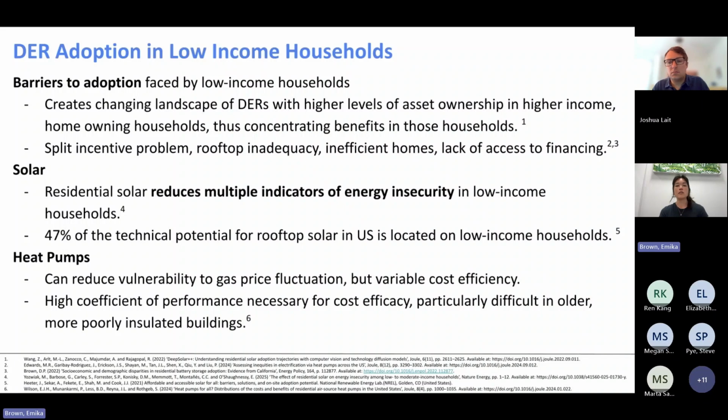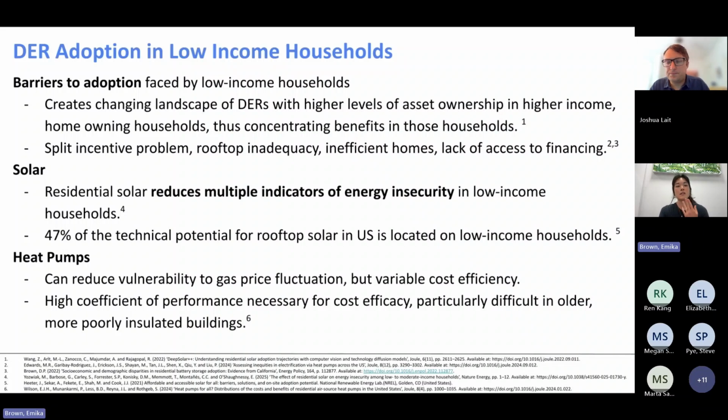That's where landlords aren't incentivized to install solar, storage or heat pumps, even if cost effective, because they're not going to benefit from the financial gains from those assets. There are also challenges like rooftop inadequacy and inefficiency in low-income households, as well as challenges in access to financing. And because so many of our incentives are tax credit based, if there isn't sufficient tax burden, as there isn't in many low-income households, that creates another barrier to adoption. But these technologies can provide a lot of benefits, even in less efficient homes, particularly rooftop solar.